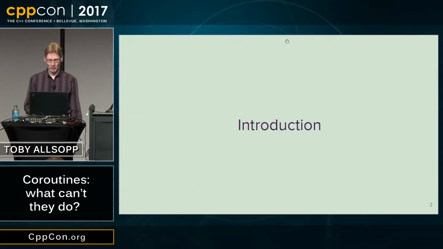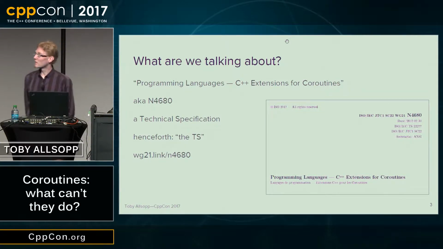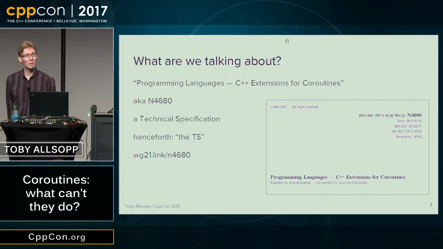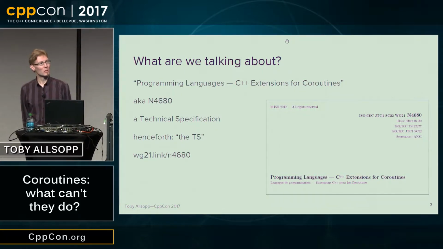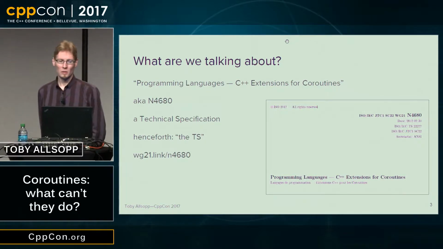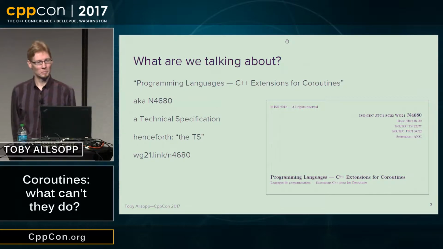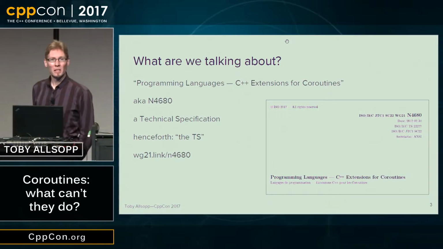So, start with a little intro to set the context. So what am I going to be talking about? There's lots of different things that get called coroutines, lots of things called coroutines in languages that aren't C++, and lots of things called coroutines in C++. But I'm specifically talking about the technical specification called C++ extensions for coroutines, also known as N4680 to its friends currently. So I'll just refer to that as the TS from now on.